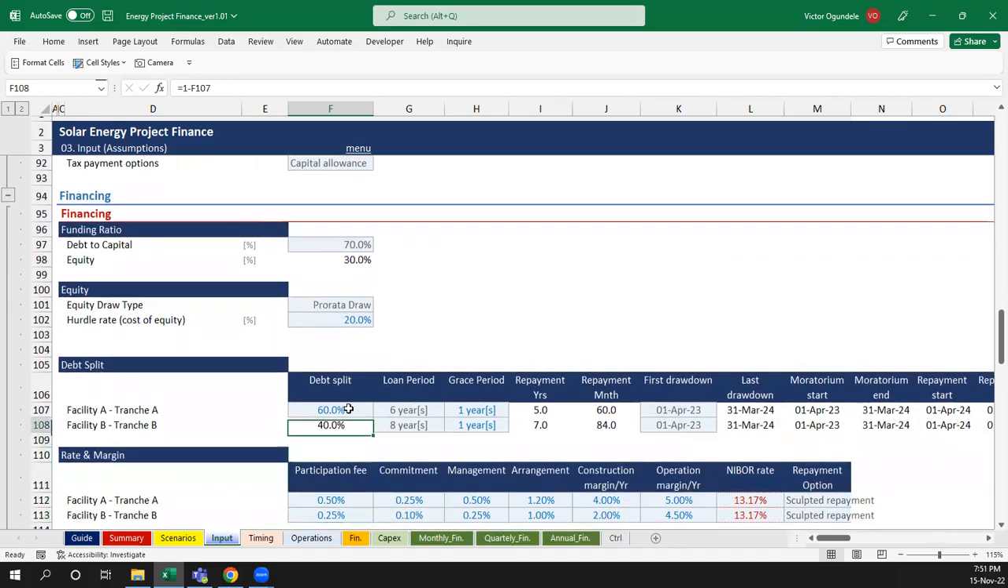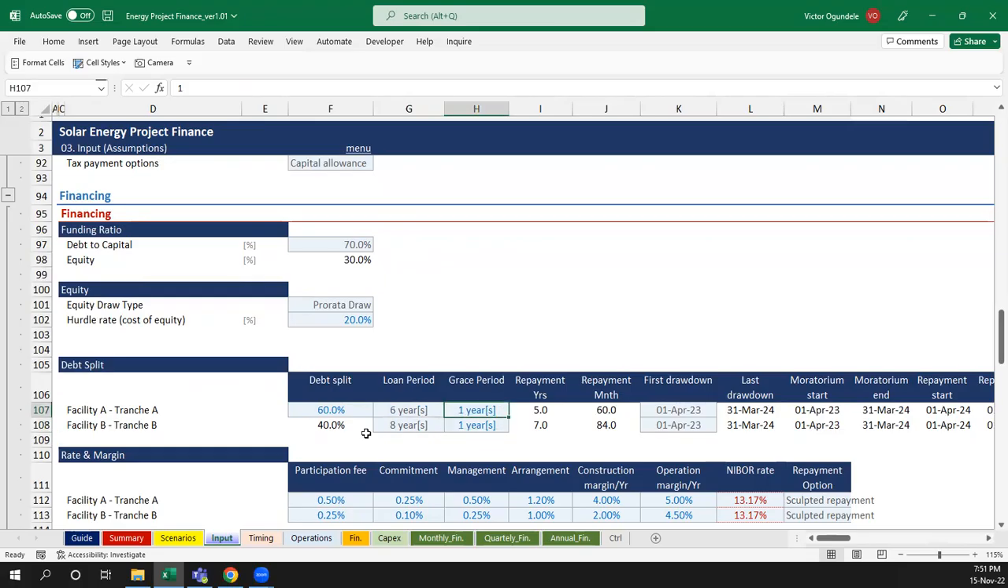Then for the debts, we factor in two debt facilities, tranche A and tranche B. In typical project finance, you can have three, four, or five, right? So for the debt split, we are saying 70% will go for debts. Now, this 70% will be financed by 60% of tranche A and 40% of tranche B. Then you also have your loan period. It depends, it could be 7 years, could be 10 years as well.